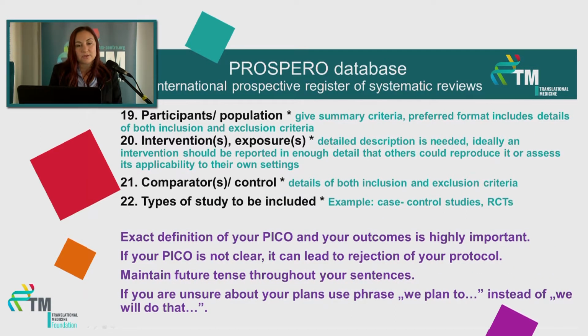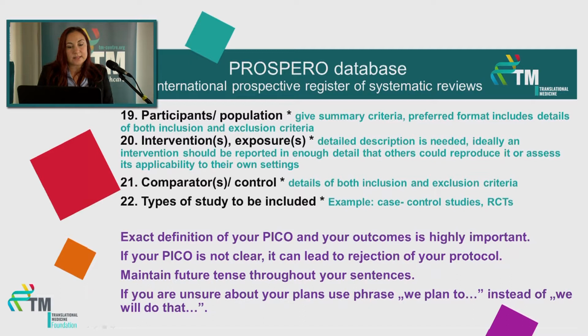For the participants or population, give summary criteria. The preferred format includes details of both inclusion and exclusion criteria, and the intervention too, like a detailed description is needed. The intervention should be reported in enough detail that others could reproduce it or assess its applicability to their own setting. So like if you write a manuscript, you are used to that too. And for comparators, details of both inclusion and exclusion criteria are necessary.